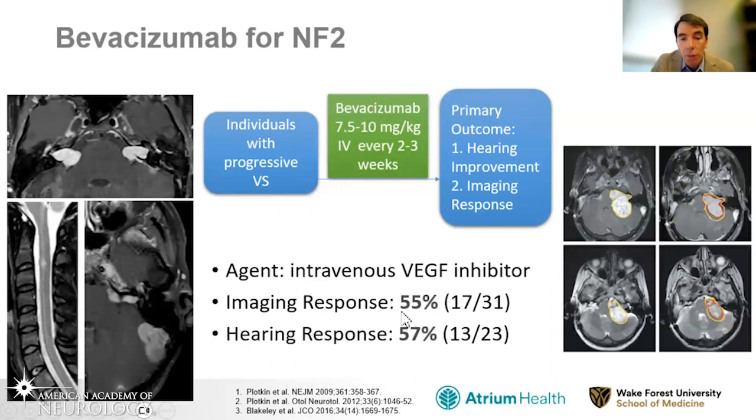these patients. Over 55% of patients will have an imaging response. Yellow will go to red. More importantly, 57% of patients will have improvement in hearing. This is something to know about. There's never been a treatment to really help rescue function in these patients, and we now have it and use it frequently. So neat new treatment.